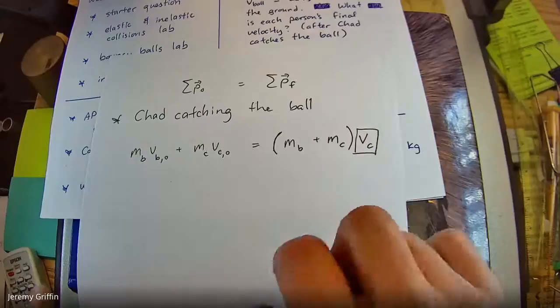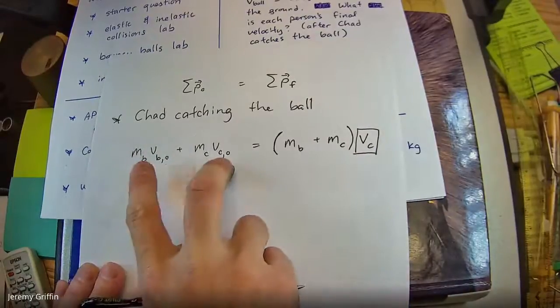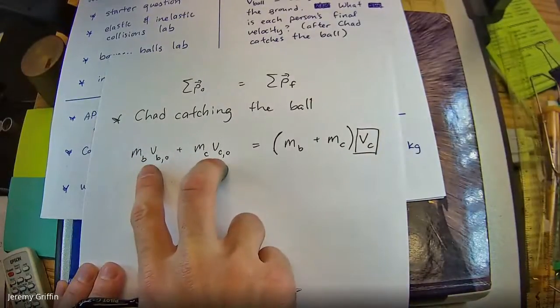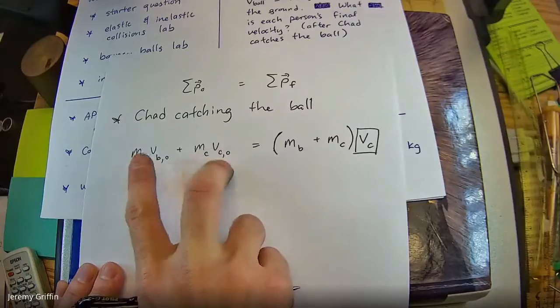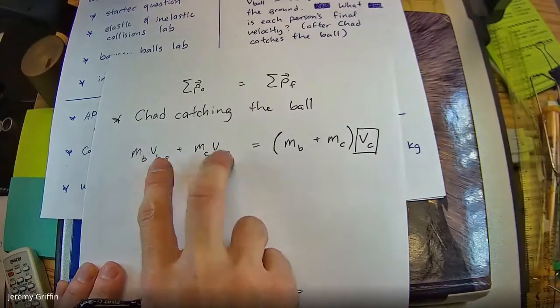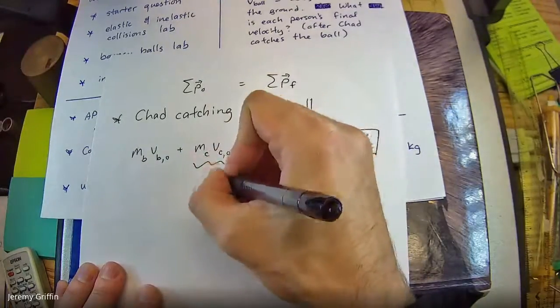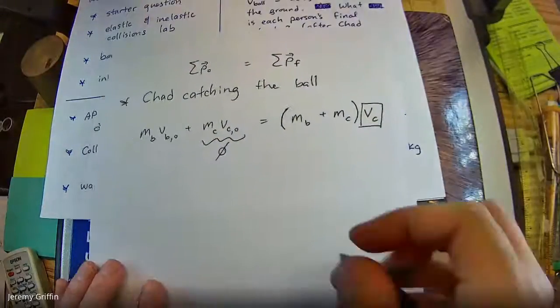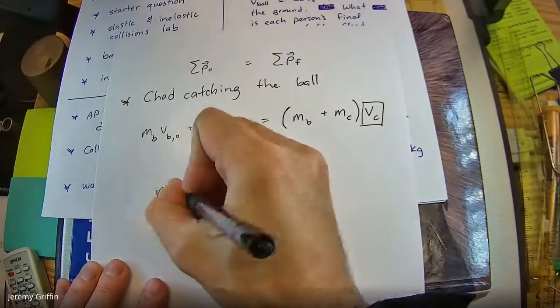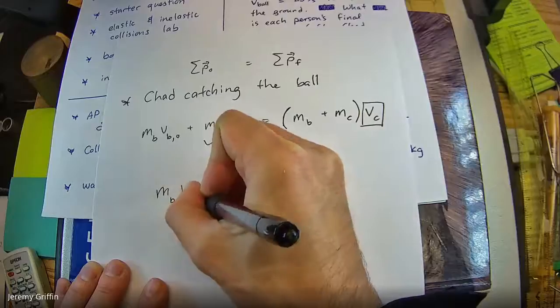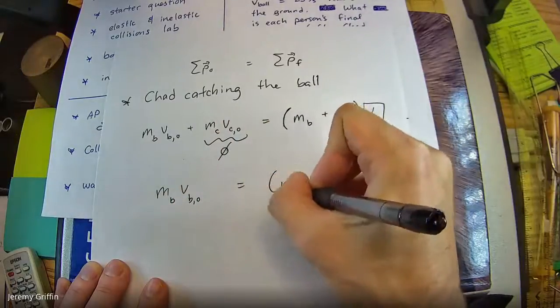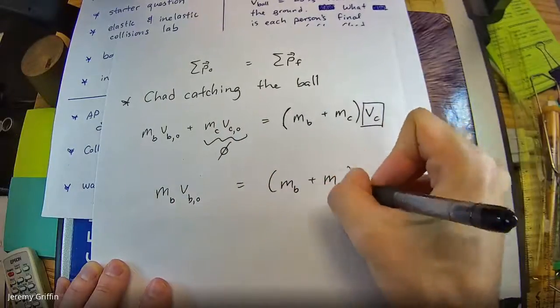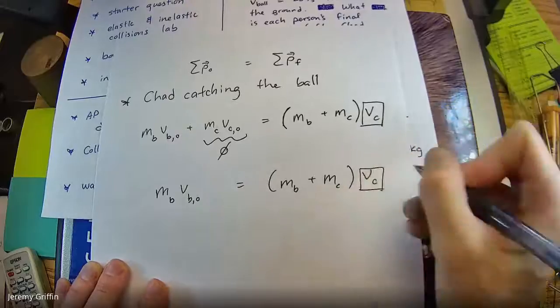Now, I started off with 2 terms here. Is one of these actually 0? Which one? Yeah, because he starts from rest. So that one's gone. So it's just the mass of the ball times the velocity of the ball coming in. It's equal to the mass of the ball plus Chad times the final velocity of the two together.